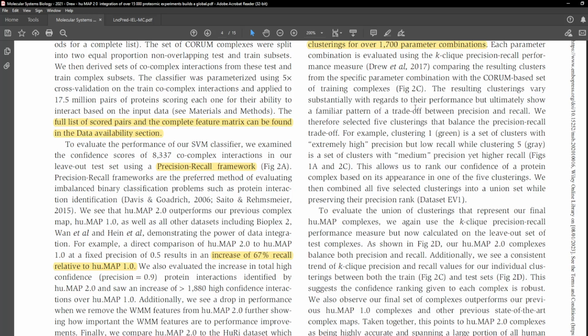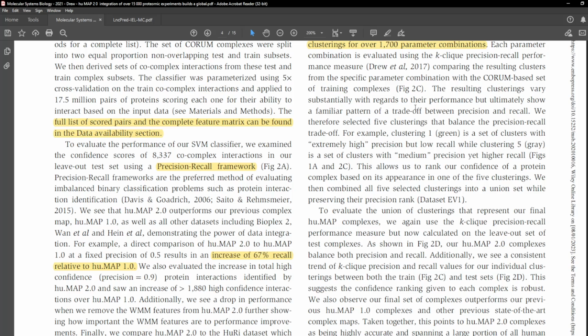To evaluate the union of clusterings that represent our final Hu.MAP complexes, we again use the K-clique precision recall performance measure but now calculated on the leave-out set of test complexes. As shown in Fig 2d, our Hu.MAP 2.0 complexes balance both precision and recall. Additionally, we see a consistent trend of K-clique precision and recall values for our individual clusterings between both the train, Fig 2c, and test sets, Fig 2d. This suggests the confidence ranking given to each complex is robust.